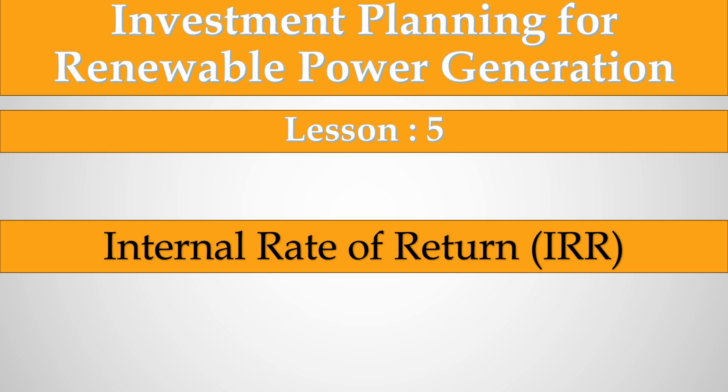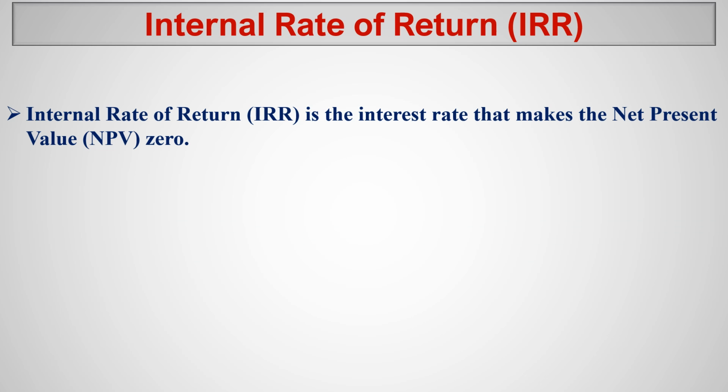I'm Dr. Nathan. Today we are going to look at lesson 5 of the series on investment planning for renewable power generation. Today we are going to look at the internal rate of return. This is another indicator. Over the last few weeks we have been looking at net present value (NPV) techniques to make investment decisions. Now we are going to look at another indicator, that is internal rate of return (IRR), to decide whether to invest in the project or not.